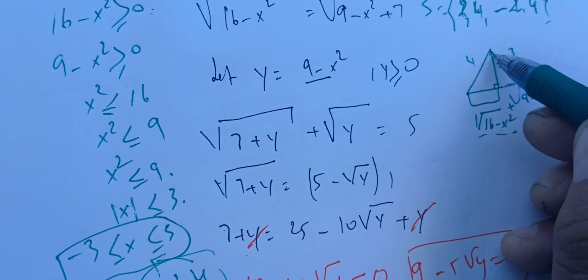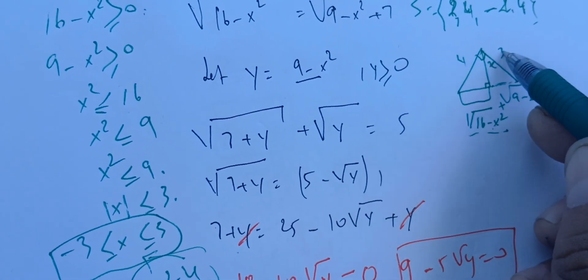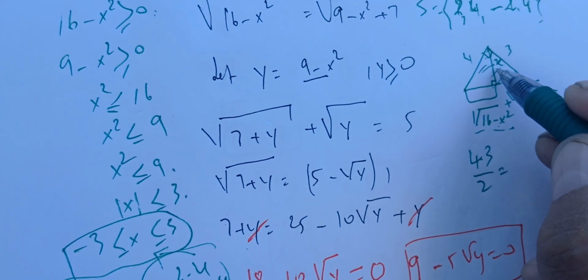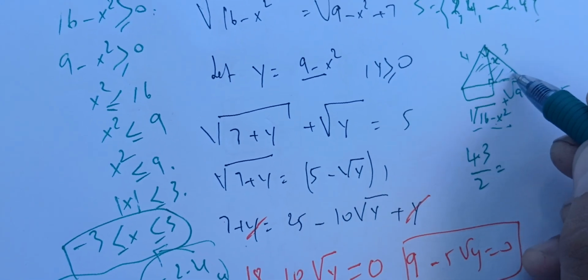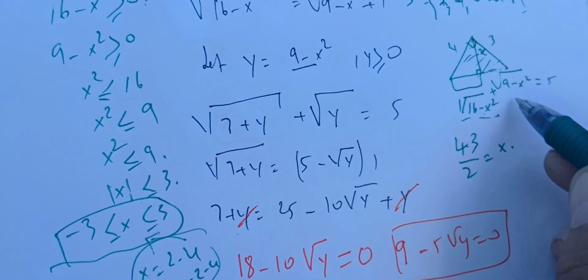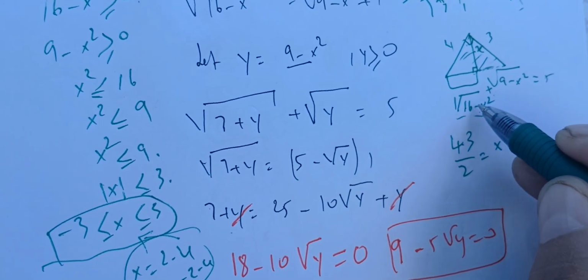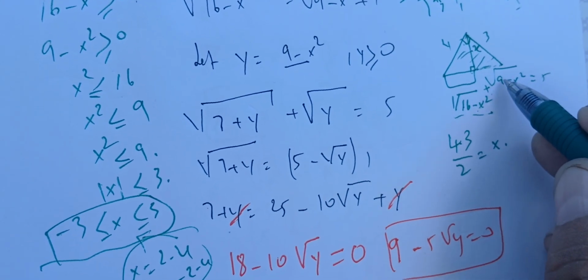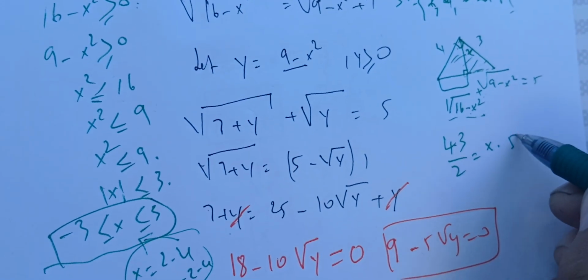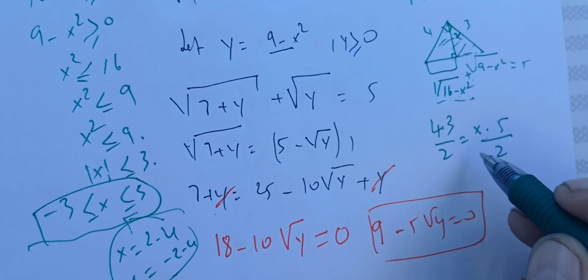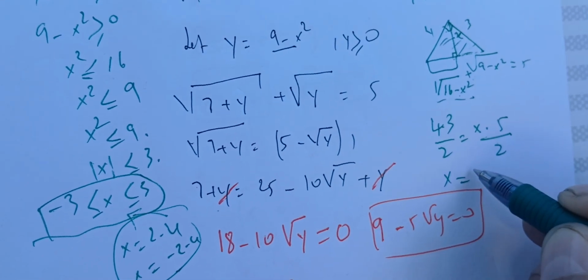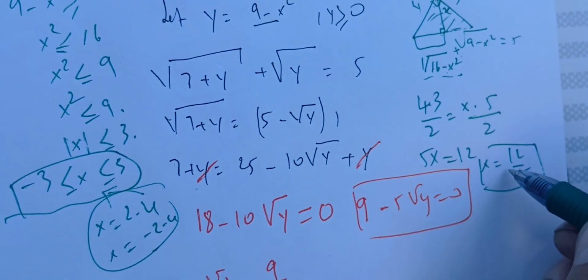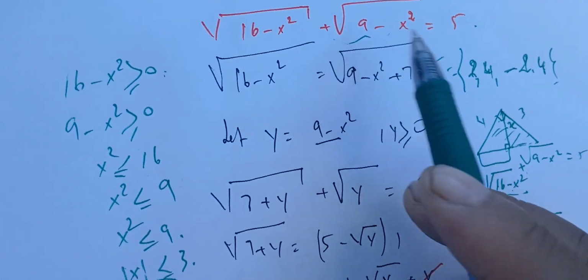Here I have similar triangles, so I can find the area of this triangle as 4 times 3 over 2, which is the same as the height times the base over 2. The height is x, and the base is the square root of 16 minus x squared plus the square root of 9 minus x squared. But I know that's 5, so times 5 over 2. Now if I try to solve, I get 5x is 12, that means x is 12 over 5. I get one solution, but I see that my function is even, and I get the other one.